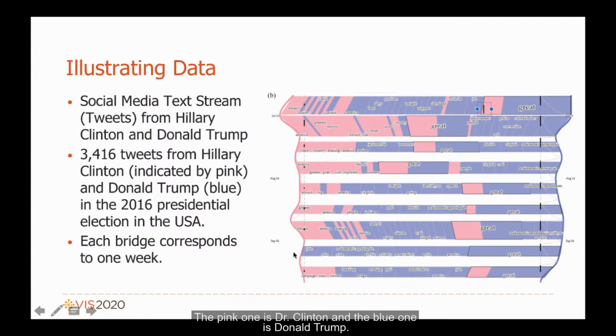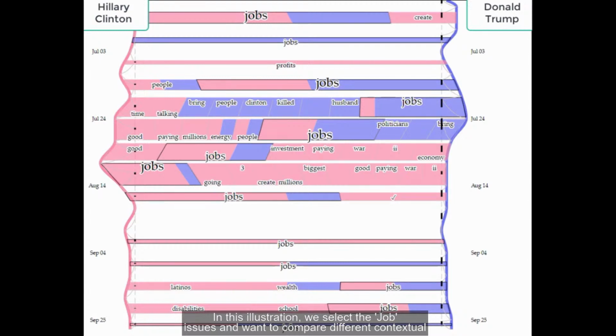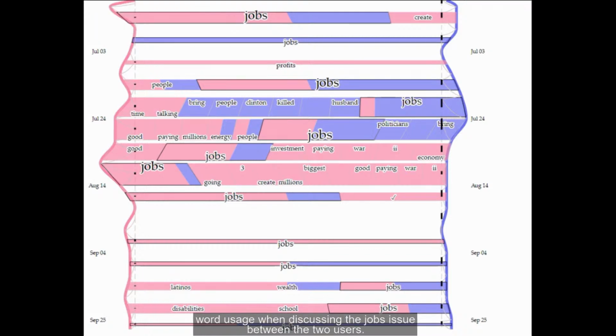The pink one is Hillary Clinton and the blue one is Donald Trump. So we can see in the 2016 presidential elections, we can conduct comparisons. In this illustration, we select the jobs issue and want to compare different contextual word usage when discussing the jobs issue between the two users.